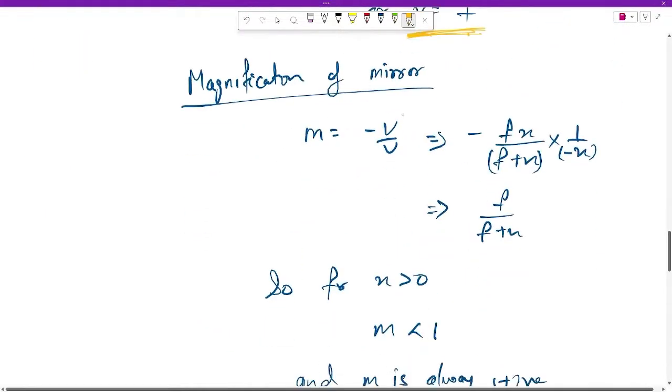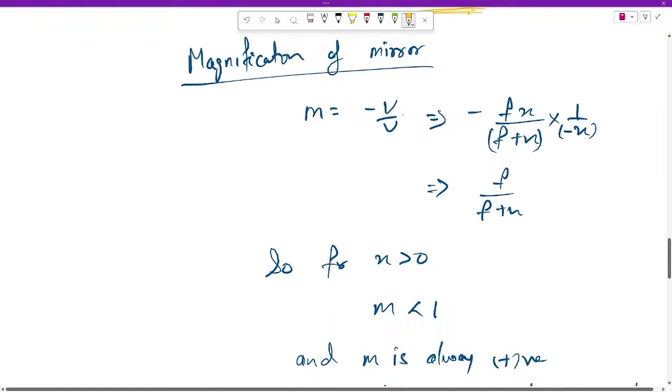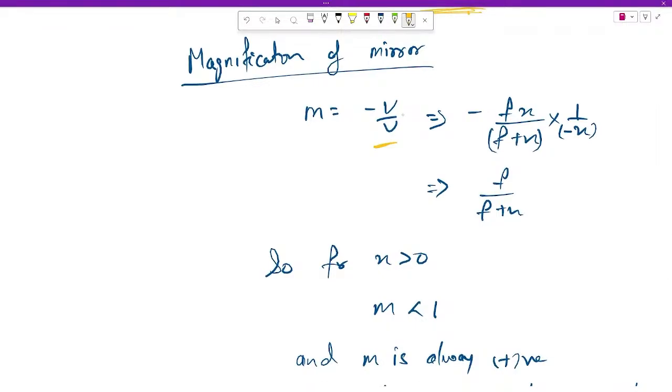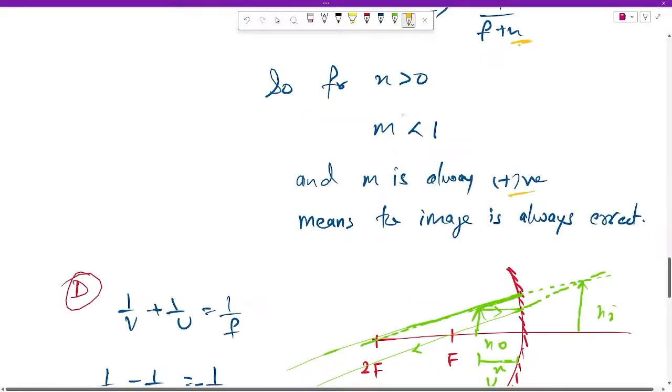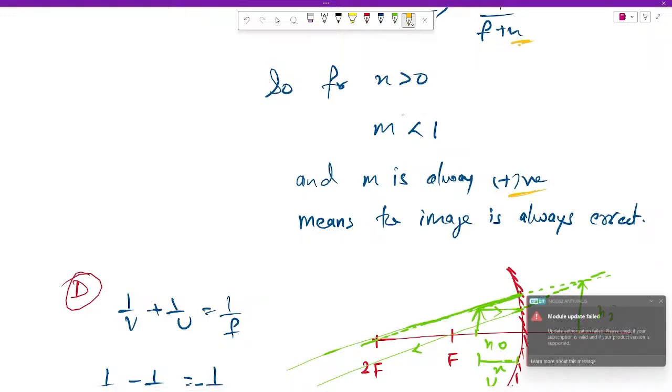Now we have to comment on the magnification in this case. Magnification, we know, is given by minus v by u. So we will substitute in the formula, that is minus of fx by f plus x into 1 by u, that is 1 by minus x. Simplifying this, we will get f by f plus x. Now here we see that as x increases, f by f plus x is always going to be less than 1. That is, the image will always be diminished. And m is always going to be positive, that is, the virtual image will always be erect.